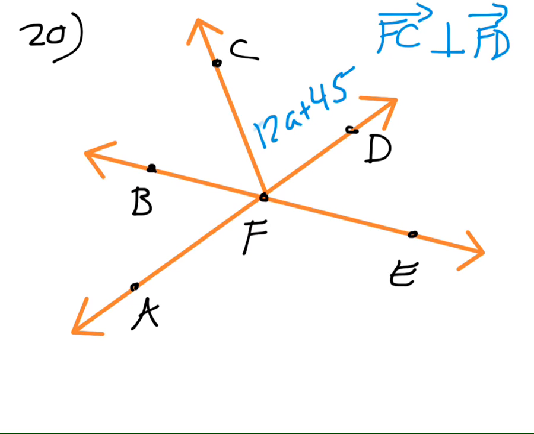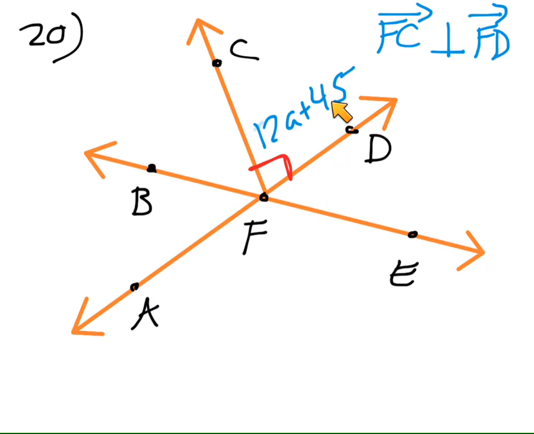This upside down T means perpendicular, and perpendicular means two lines make right angles. So it says that FC and FD make a right angle. They're perpendicular. That's what this symbol means. So that means this angle right here, I'm going to put that little box in the corner because that's a right angle. And it wants me to find A.